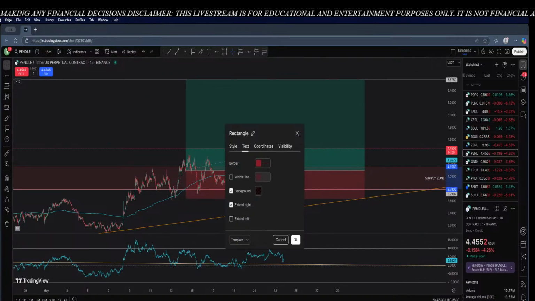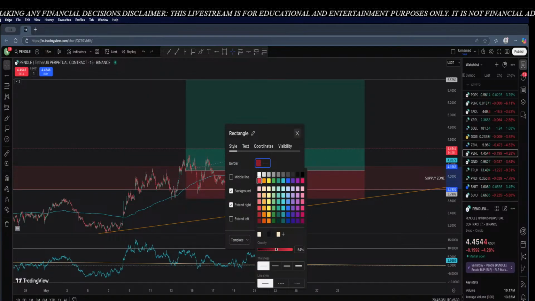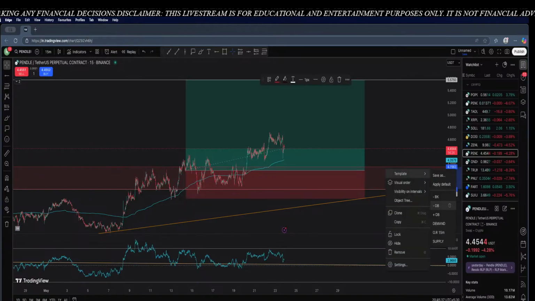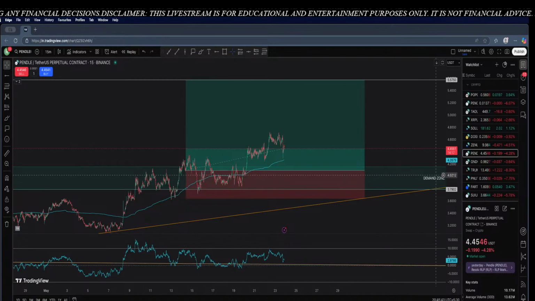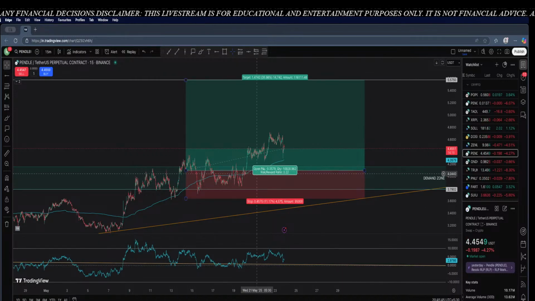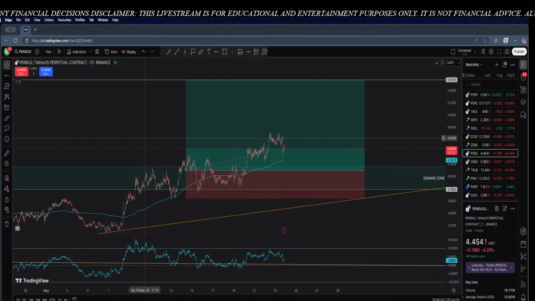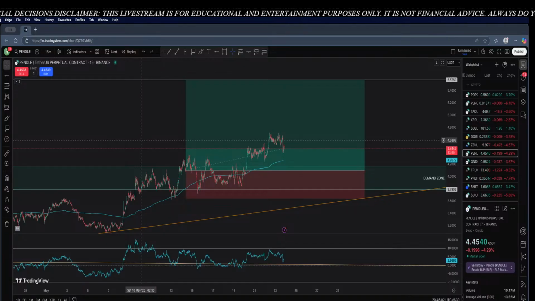I'm going to have to switch this up. I don't know why I'm not able to. Oh, there we go. All right. So now we have this as a demand zone on Pendle. I think Pendle and Fartcoin have been some of the cleanest charts in the market right now. Overall, looking pretty good on the Pendle trade.